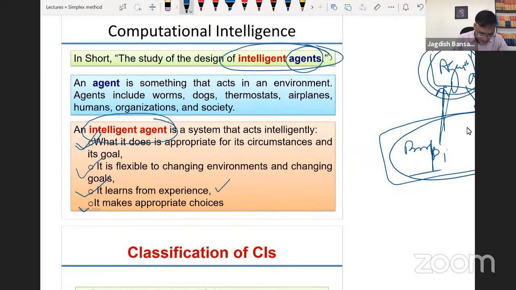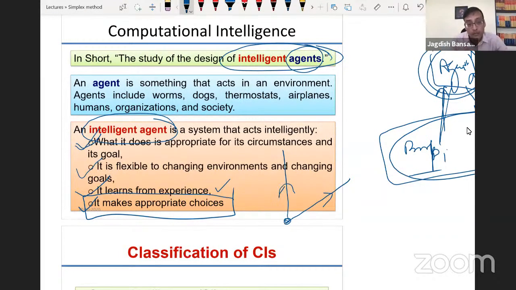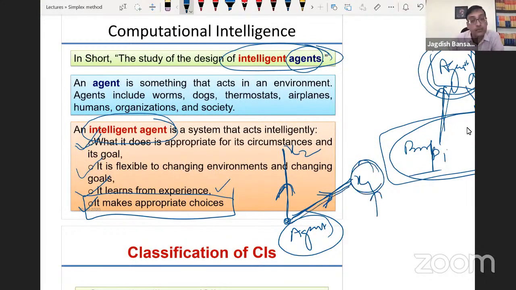The fourth property is that it makes appropriate choices. If an agent is not intelligent, it cannot make appropriate choices. For example, suppose there are two choices, X1 and X2, at any stage, and the agent can take either the value X1 or the value X2. Then which value should be taken? The agent should be intelligent enough to understand that X1 is good for it, so it will adopt the value X1. Meaning, if more than one alternative is available, the agent should be able to understand which alternative is good for it. This is another property. So if any agent, even any non-living thing, can have these four properties, then any non-living entity can also become intelligent.